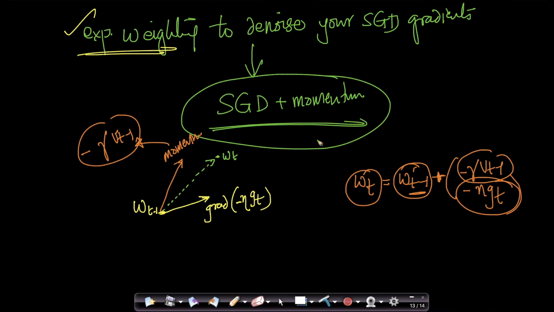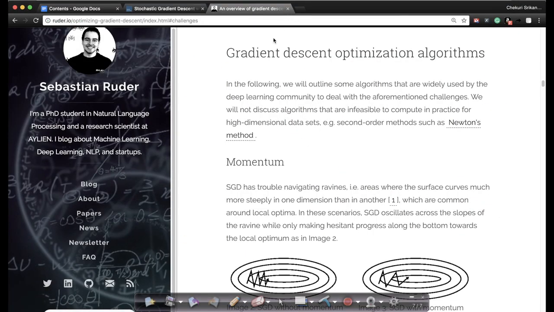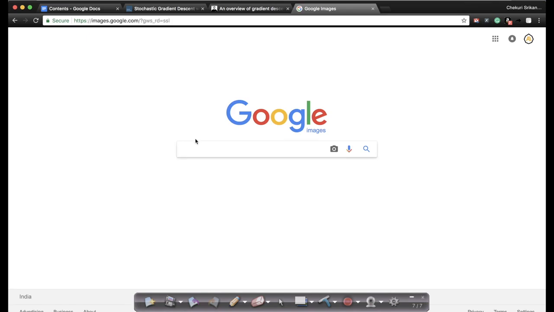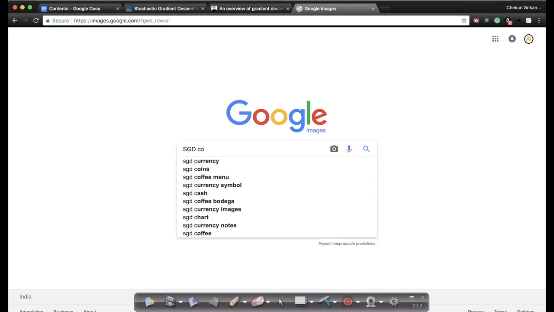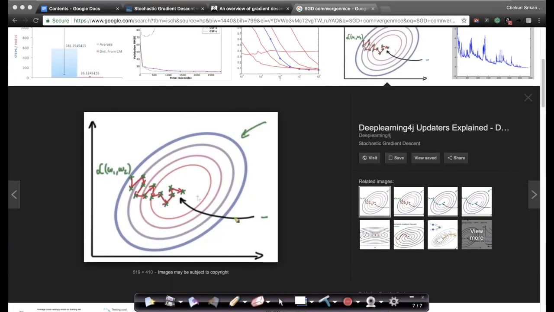Whenever I'm making a move, let's go back to the diagram that we have seen. Let me just open it for you. Let's go to images.google.com, and just say SGD convergence. This is the diagram that we saw in the previous video, right? If simple SGD is taking you down this path, first path, second path, third path, what happens in SGD with momentum is this. Because in the past you have gone in these directions, it will accumulate all of that information.